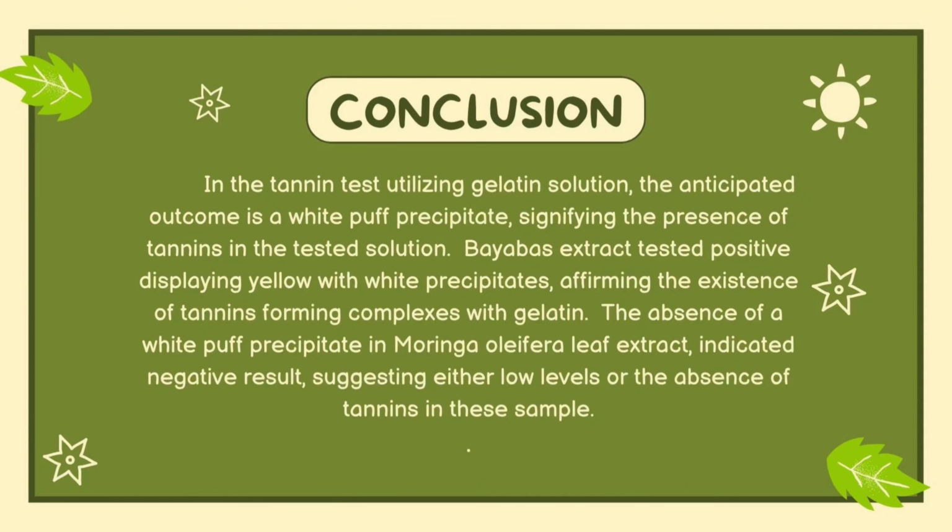In conclusion, the tannin test utilizing gelatin solution is a valuable tool for detecting the presence of tannins in a solution. The anticipated outcome of this test is the formation of a white buff precipitate, which indicates the presence of tannins in the tested solution. The actual result of the test on guava extract showed a yellow solution with white precipitates, which affirms the existence of tannins following complexes with gelatin. However, the Moringa oleifera leaf extract did not form a white buff precipitate, indicating a negative result, suggesting either low levels or the absence of tannin in this sample.